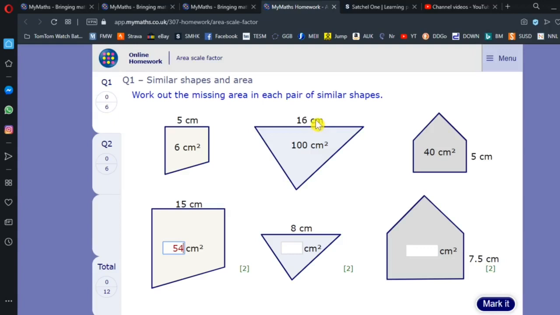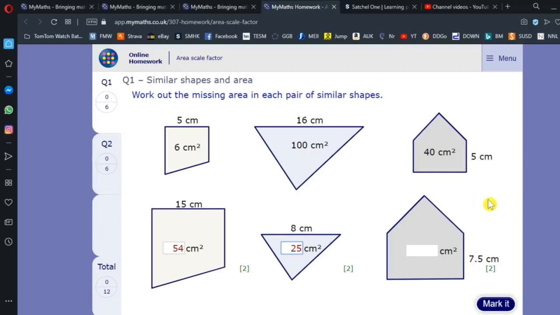Okay, now let's look at this one. 16 to 8. Well, that's half as big. So the length scale factor moving from this shape to this shape is a half. Okay, it's multiplied by a half. The area scale factor will be multiplied by a half squared. So you need to think about what a half squared is. A half times a half is a quarter. So we need to times 100 by a quarter. 100 times a quarter is the same as 100 divided by 4. So it is 25.